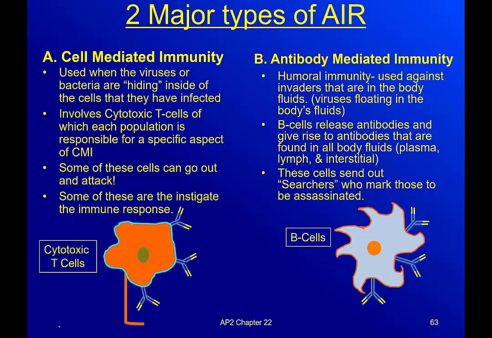There are two major types of adaptive immune response: cell-mediated immunity and antibody-mediated immunity. Okay? And like I said, this first lecture is kind of background. Cell-mediated immunity is used when viruses or bacteria are hiding inside of the cells of your body. In other words, they're not just free floating around, they're actually hiding inside of your cells. So it recognizes infected cells. Who is responsible for cell-mediated immunity? Cytotoxic T cells are. Okay?